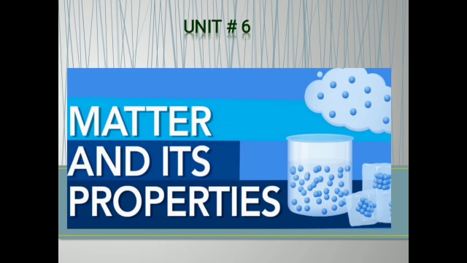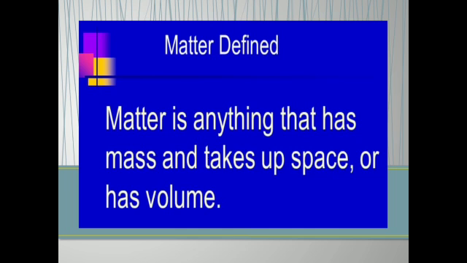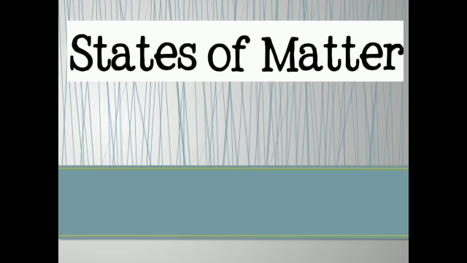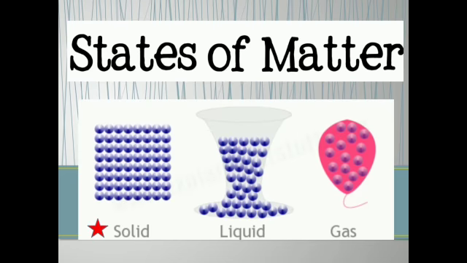Unit number 6 is matter and its properties. Now what is matter? Anything that has mass and takes up space or has volume is known as matter. For example, pencil, book, laptop, mobile, computer, everything around you is matter. You are matter too. Now there are 3 states of matter: solid, liquid and gas.